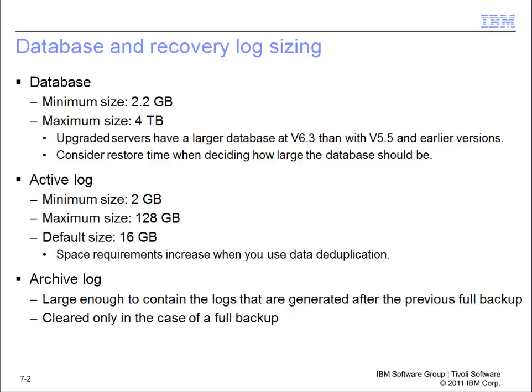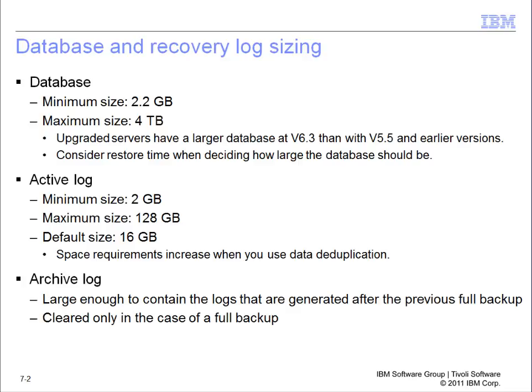We're going to go through an exercise to estimate how large your database should be. Be sure to factor in file growth. Your active log minimum is 2 gigs. This is what we used in the lab because we were short of space. Maximum size 128 gigs. Default is 16. If you're using data deduplication, your log will be larger.